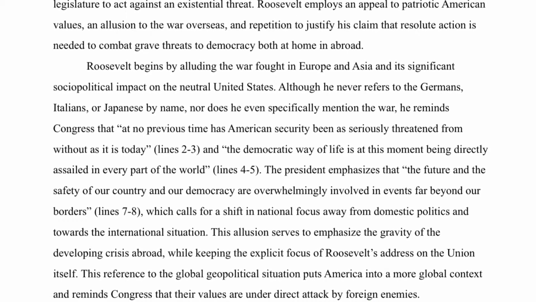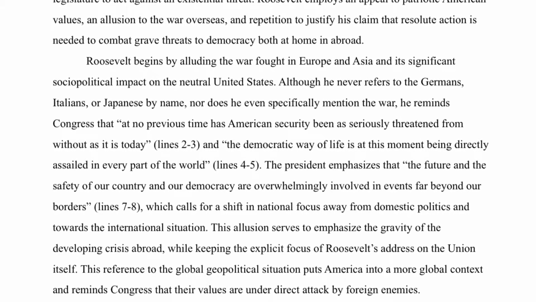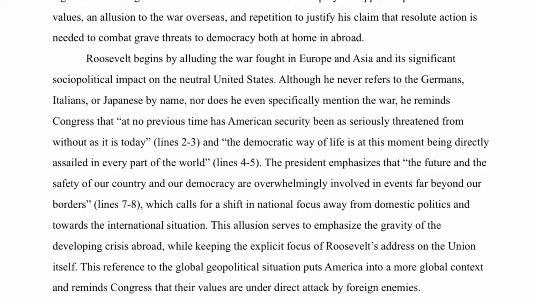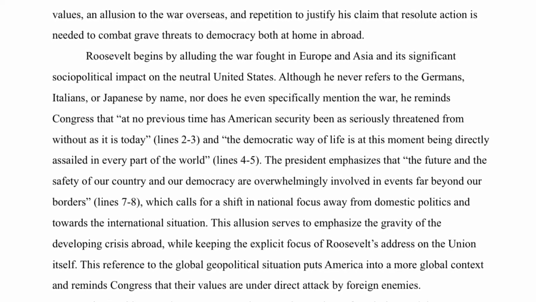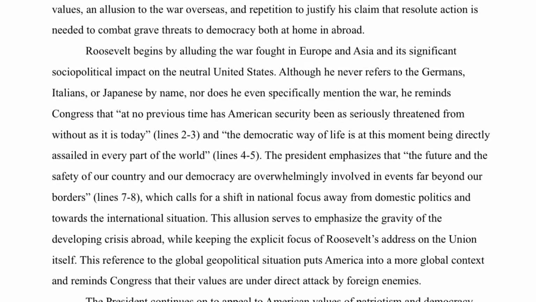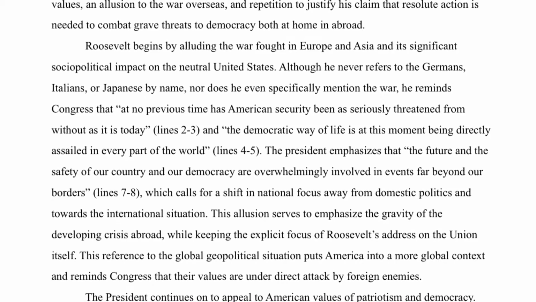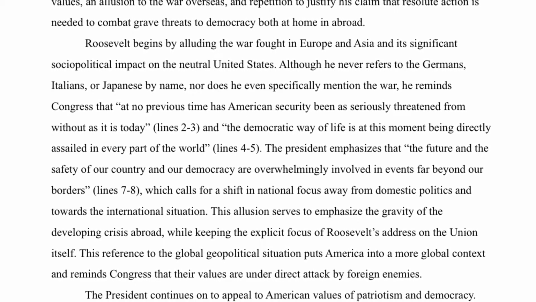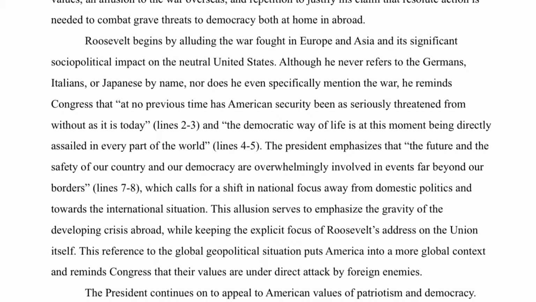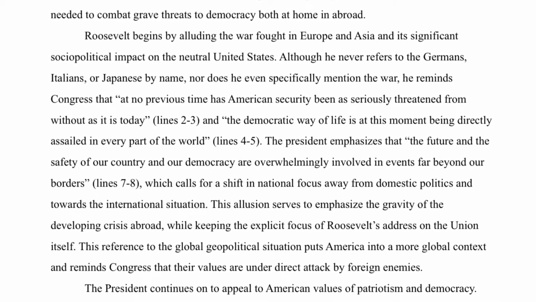Lastly, but certainly not least, you're going to want to indicate the effect that this strategy has on the audience. How do they feel about it? What does it prompt them to do or think? Here we say, "this reference to the global geopolitical situation puts America into a more global context and reminds Congress that their values are under direct attack by foreign enemies." This sentence sums up all the work the author did by then relaying the result of said work.